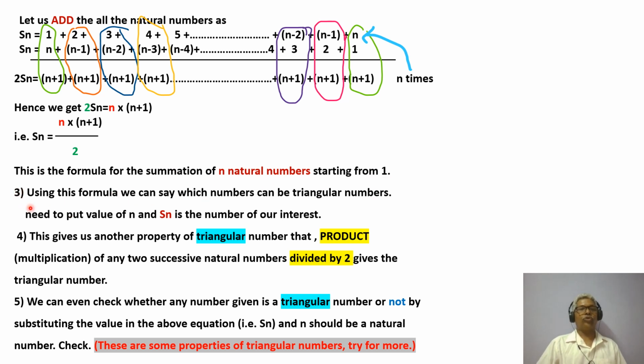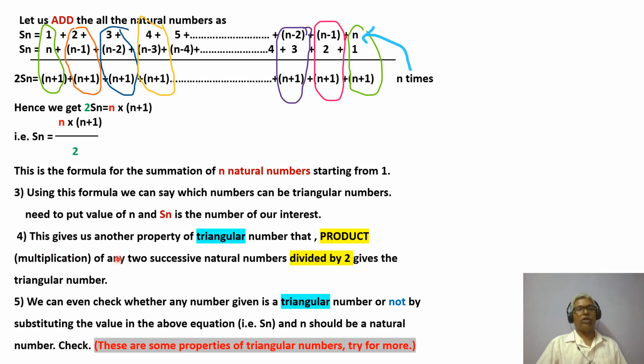So using this formula we can say which number can be a triangular number. You need to put the value of n, and Sn is the number of our interest. Got it? You can select any n, 10, 15, 12, 101, anyone, and put it in this, and the number you get, that is Sn, is a triangular number. So it is the addition from 1 to that number. This is the third property we have seen. It is only an extended part of the second property.